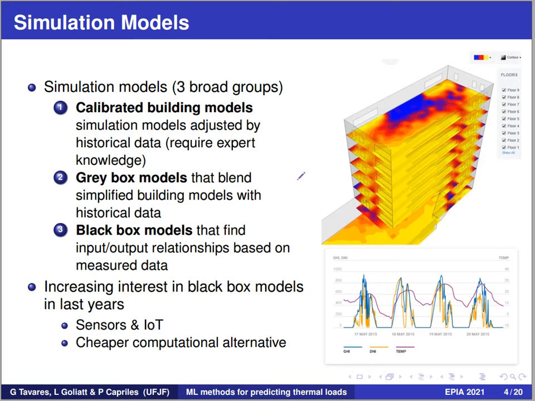So let's talk about the simulation models. There are three broad groups: the calibrated building models, which are physical models adjusted by historical data, and they require expert knowledge; the so-called gray box models that blend simplified building models with historical data; and black box models that find an input-output relationship based on measured data. In the last few years, we have seen an increasing interest in black box models due to the development of sensors and IoT, and also because these models are a cheaper computational alternative.